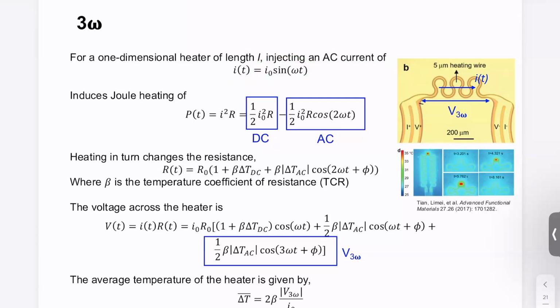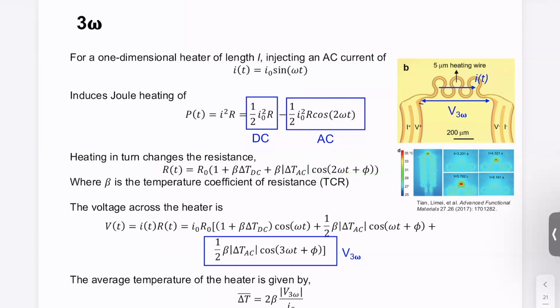Then, since this AC current is going to induce Joule heating, you will see your Joule heating equals I squared times R. And you plug this in, you will see your Joule heating has a 2 omega term. It has an AC component that changes at a frequency of 2 omega. Then Joule heating in turn will change your resistance. So your R(t) will also have a 2 omega term.